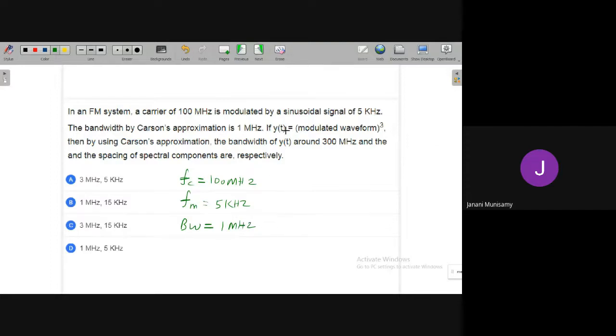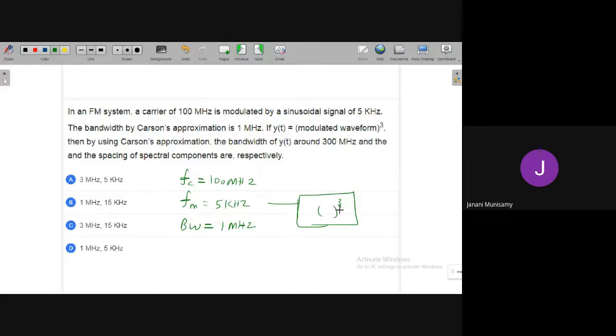So y of t, they are passing this modulated signal through some system. For that modulated signal, they have already mentioned the parameters FC, FM and bandwidth. They are passing it through some system. It does the cube operation. It is like a multiplier with a factor of 3.